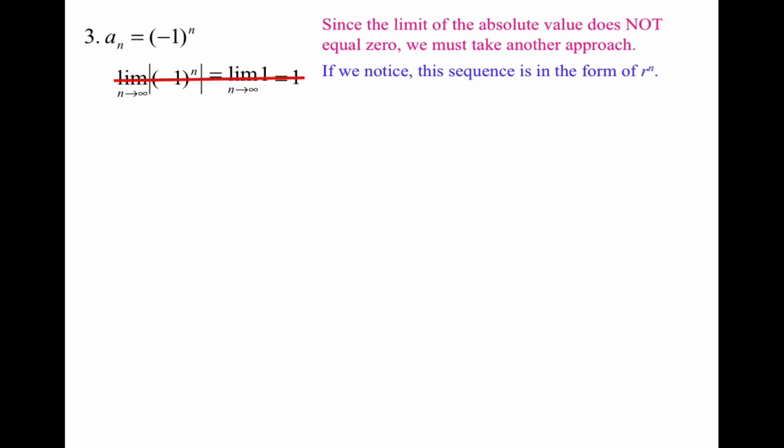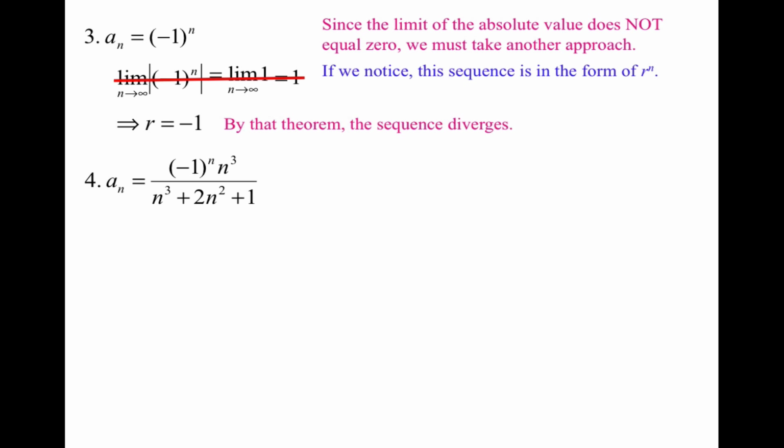So if we notice, this sequence is in the form of r to the nth power, where r equals -1. All right, so if you remember the third theorem that we talked about a couple slides ago, it said that if r was between -1 and +1, but could not equal -1, the sequence would be convergent. For all other r values, it's divergent. Well, here the r equals -1, and according to that theorem, it can't equal -1 to be convergent. So therefore, this sequence diverges.